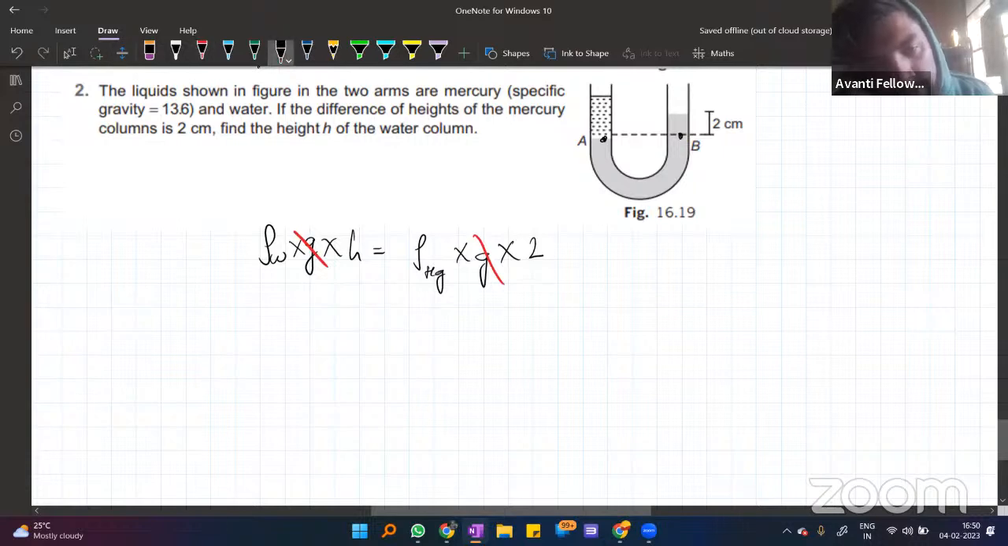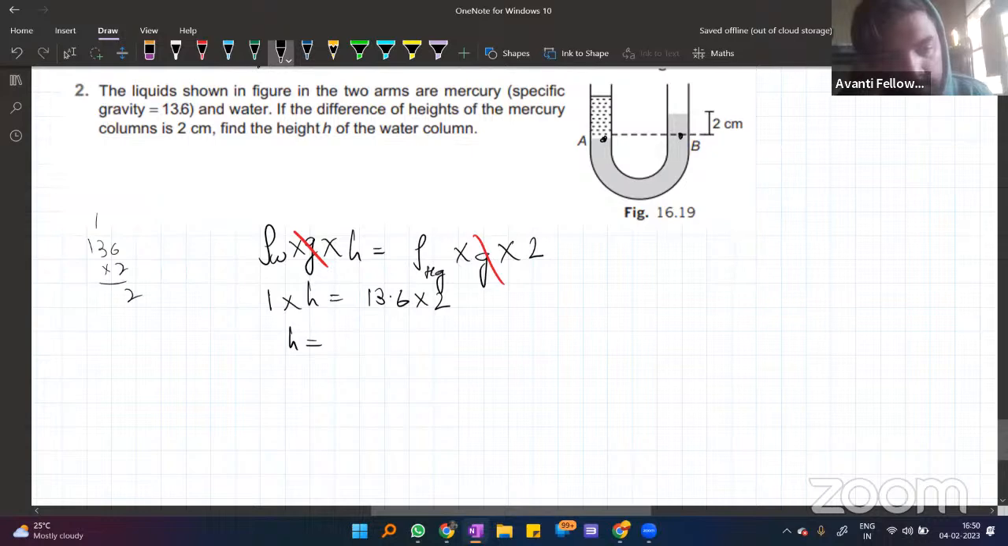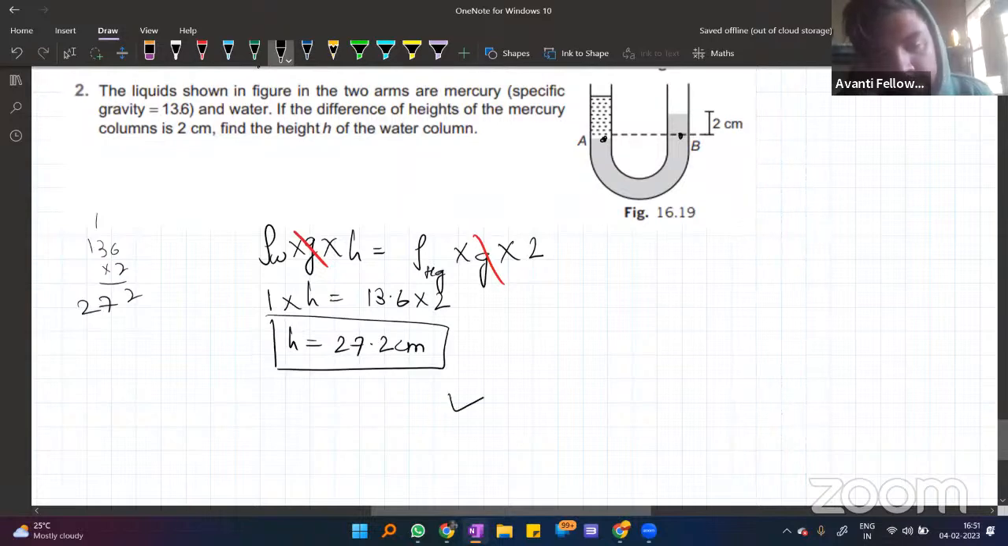Rho of water in CGS is 1. Height H we have to calculate. This is 13.6 into 2. So H will be equal to 13.6 into 2. That will be equal to, let me solve it, 6 twos are 12, 3 twos are 6, 7, 2, 1... 27.2 centimeter. Hopefully this question is clear to you all, right?